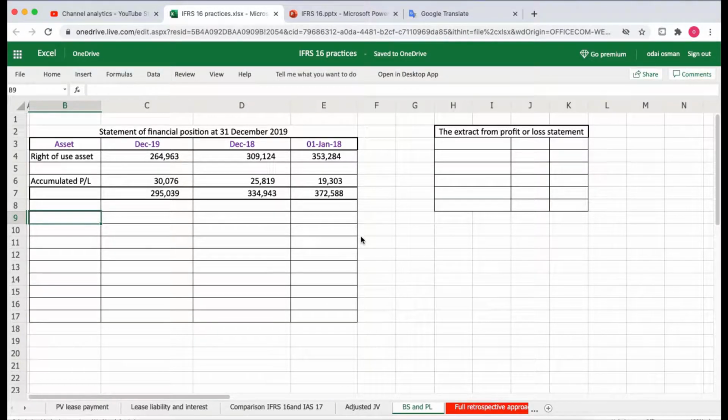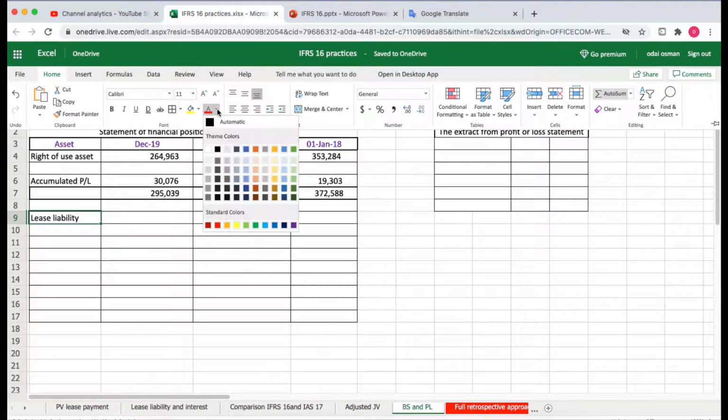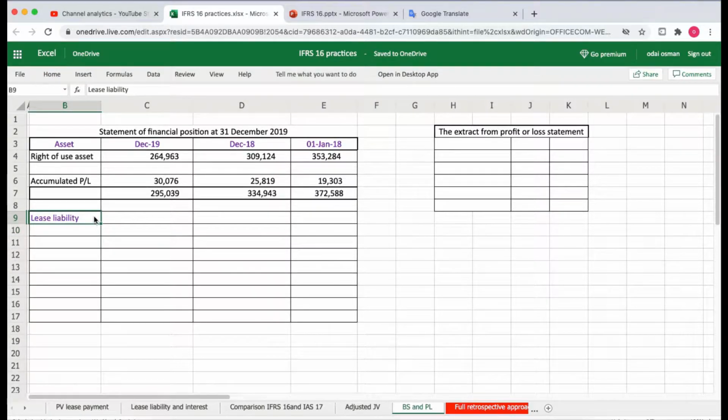We have the lease liability. Lease liability, we have long-term liability and short-term liability.